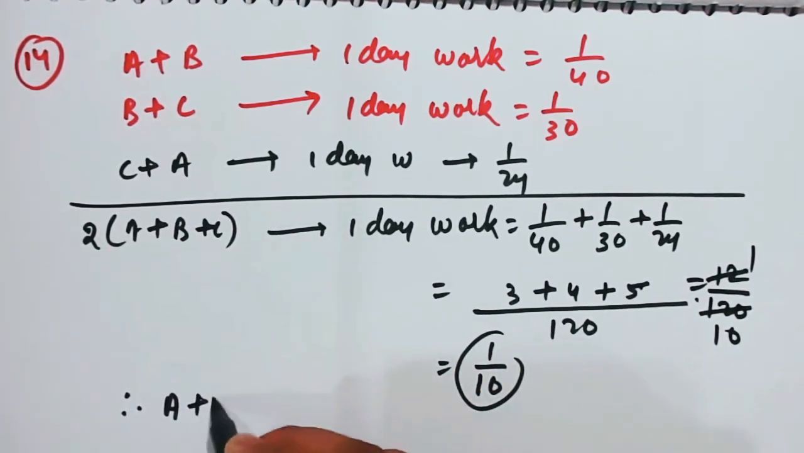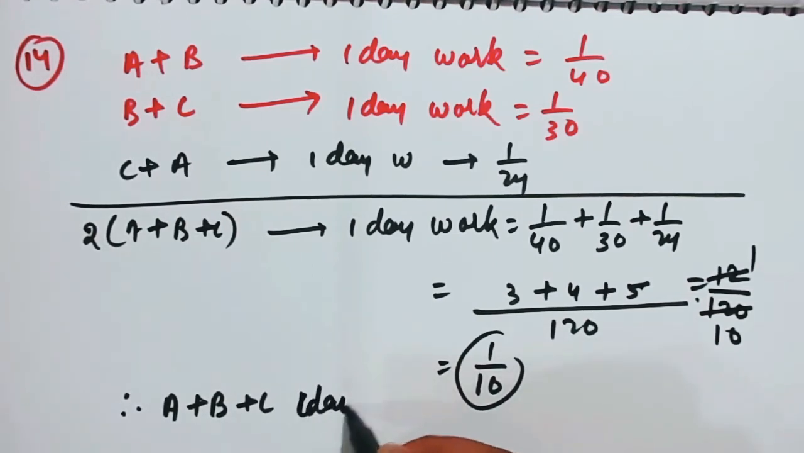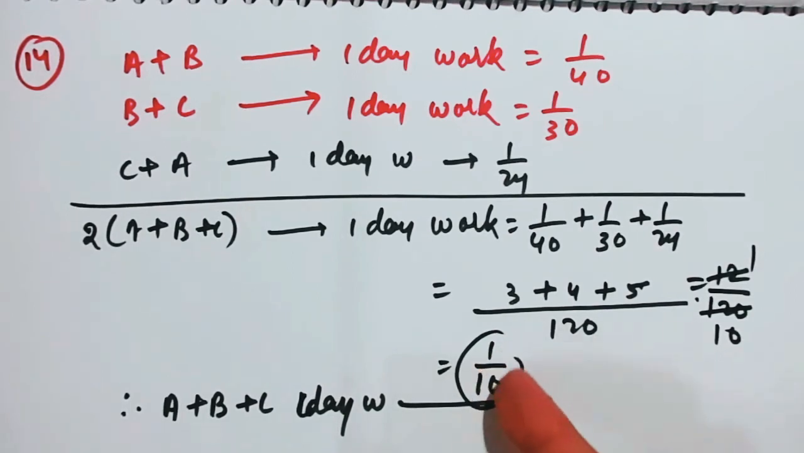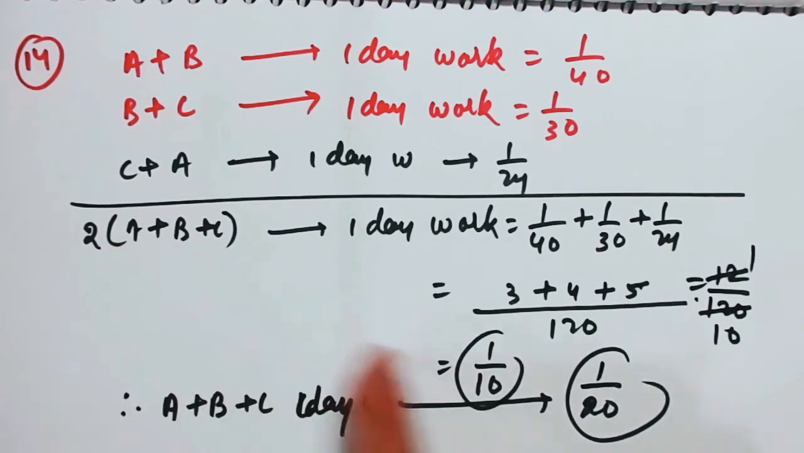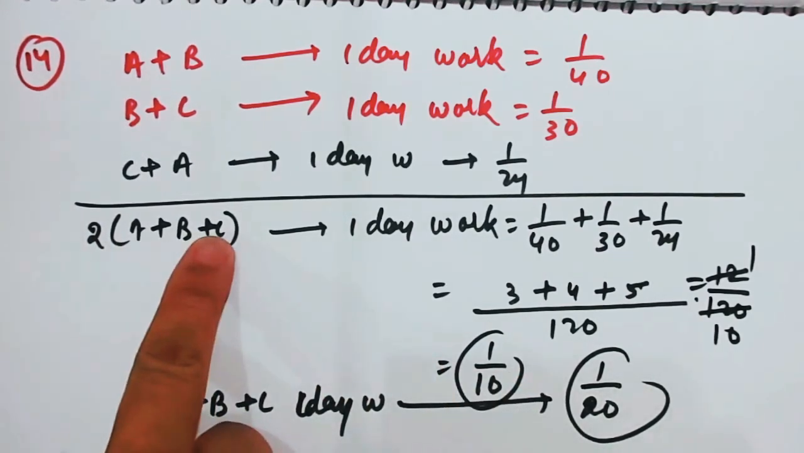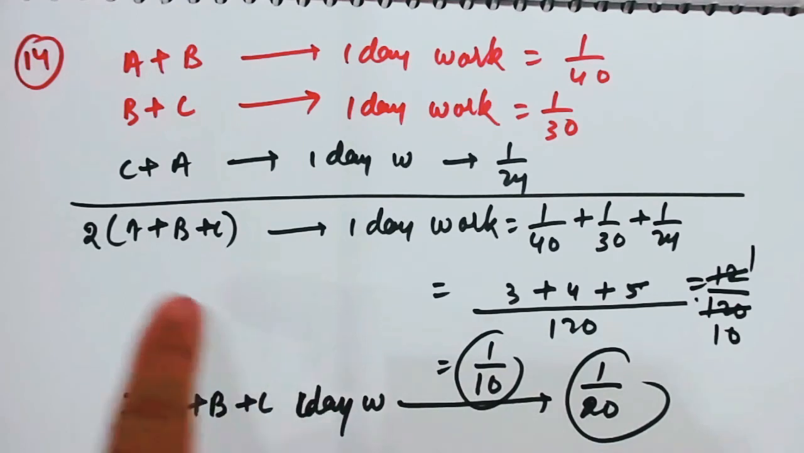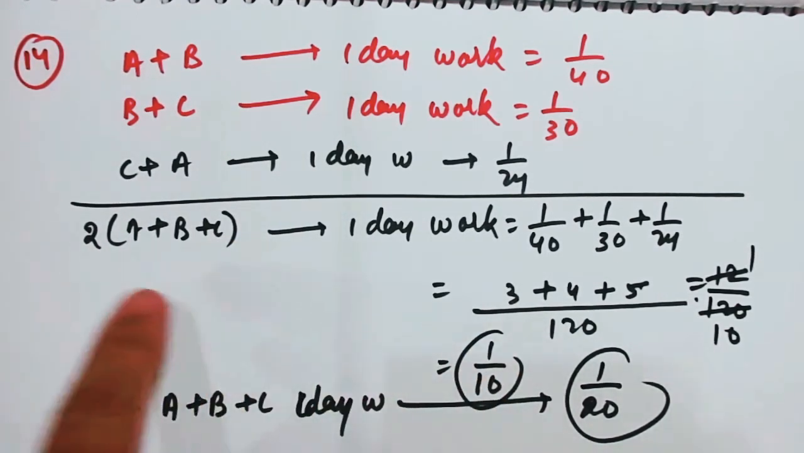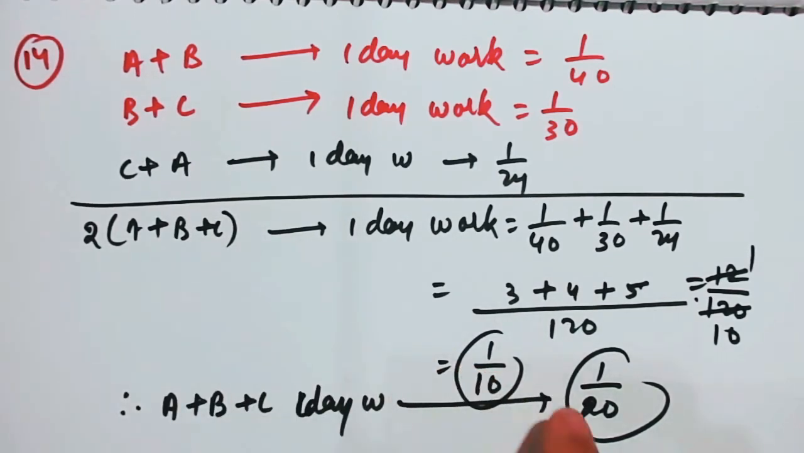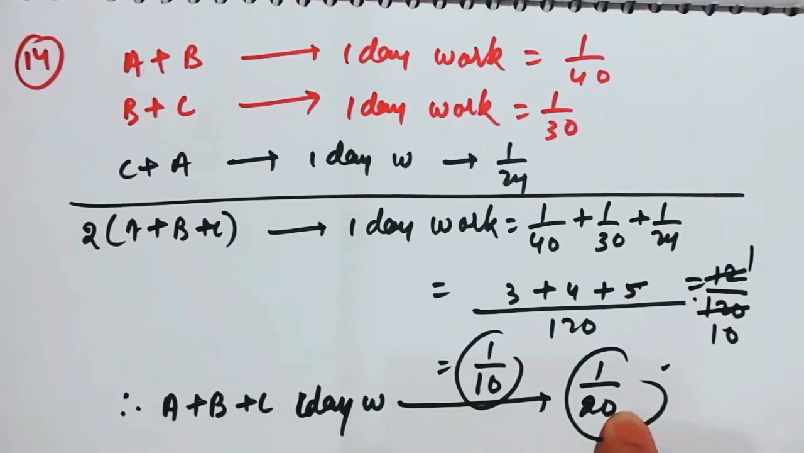Therefore A plus B plus C 1 day work will be equal to half of this. So 1 by 20, 1 by 10 into 2, the 2 will come down. See, twice A plus B plus C 1 day work is 1 by 10, so only A plus B plus C will do less work. That is why 2 came over here, 1 by 20. Clear? I hope you got this. So A plus B plus C can complete the piece of work in 20 days.